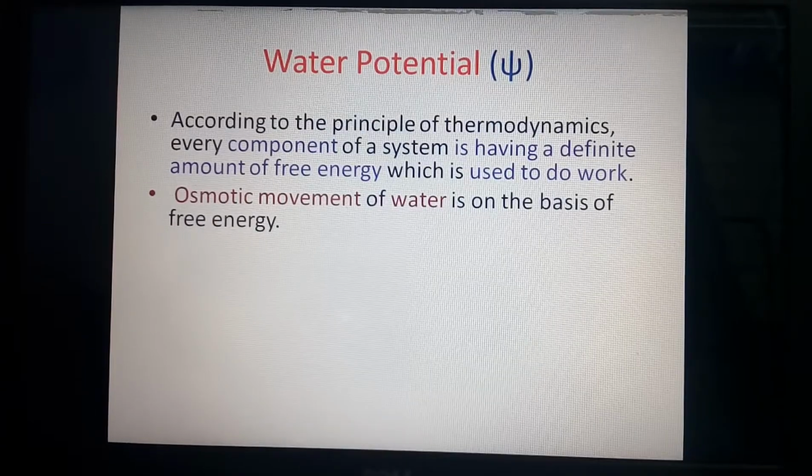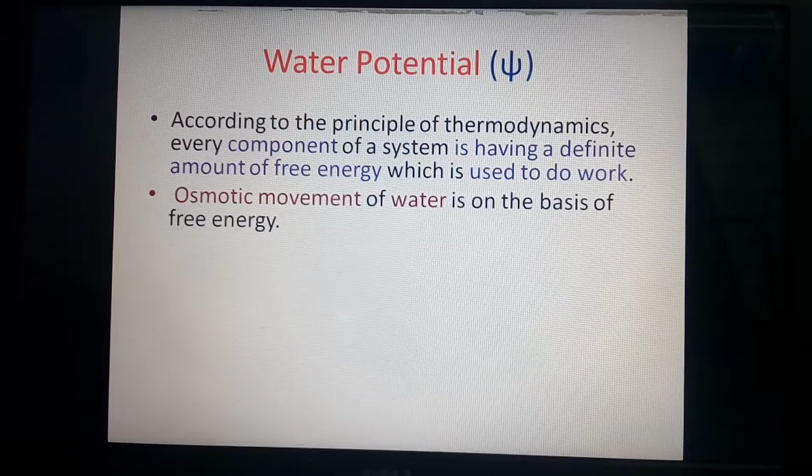Osmotic movement of water is on the basis of free energy. What is osmotic movement of water? Water moves from hypotonic solution towards hypertonic solution. About that we'll discuss in detail.